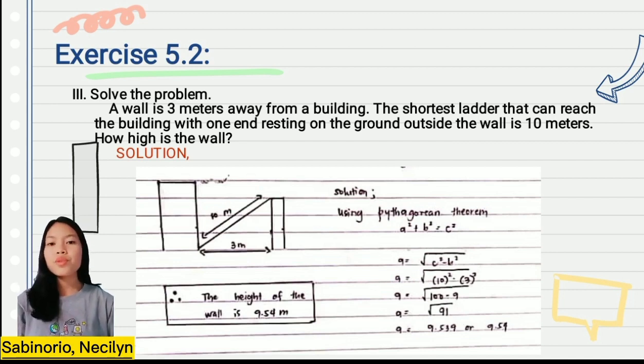So when we substitute the values 10 and 3, a is equal to the square root of 10 squared minus 3 squared. So a is equal to 100 minus 9. 100 minus 9 is equal to the square root of 91. So a is equal to 9.539, and then when we round off, it is equal to 9.54. So therefore, the height of the wall is equal to 9.54 meters.